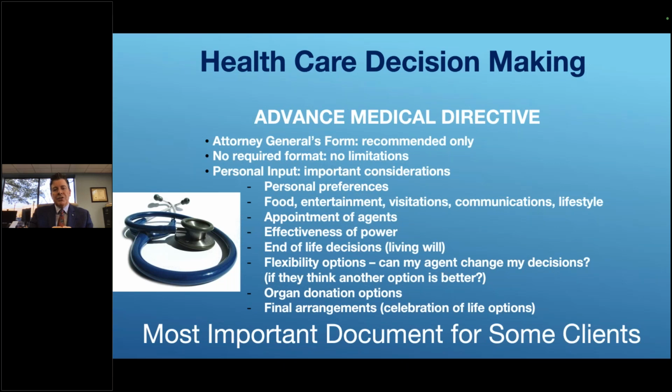Your personal preferences can be added, your food choices, your entertainment choices, your visitation choices, when the power becomes effective, whether or not the agent's decision-making power is flexible, or whether your decisions are written in stone. This is the only thing that your loved ones or your agent will know about you other than what you have articulated to them during your lifetime. So we strongly recommend that you customize this form and that we take time to review it.